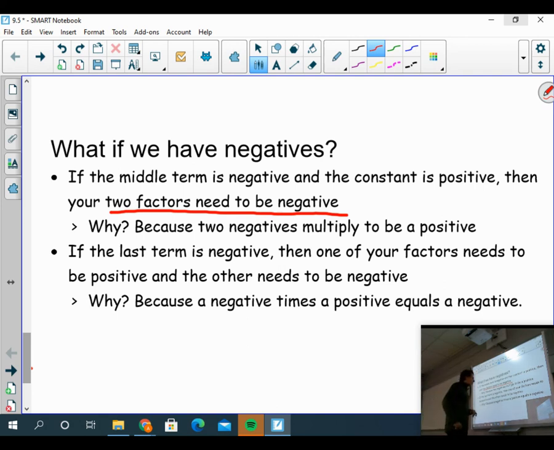So if the last term is negative, then our factors are going to have opposite signs. One is going to be negative and one positive, and then use the middle term to determine where to go from there.